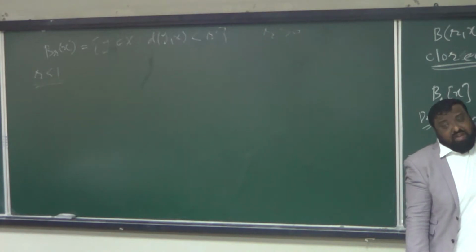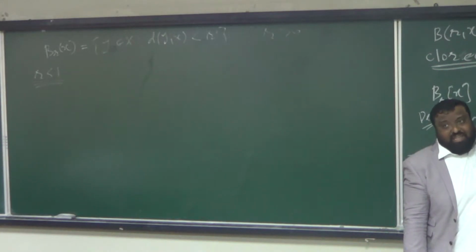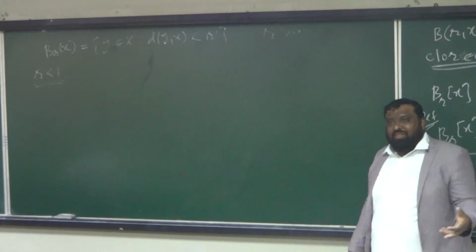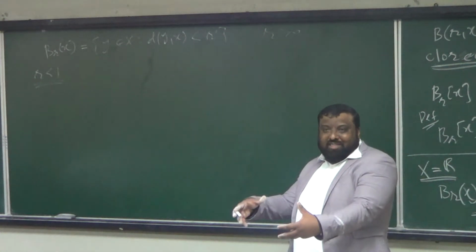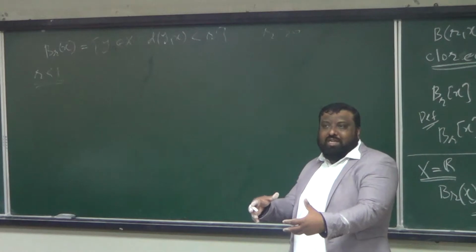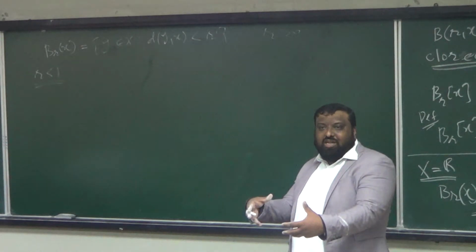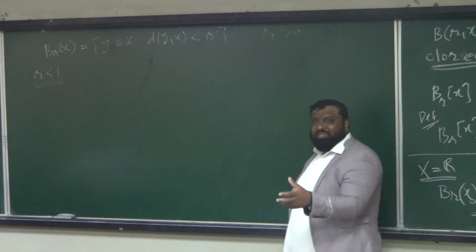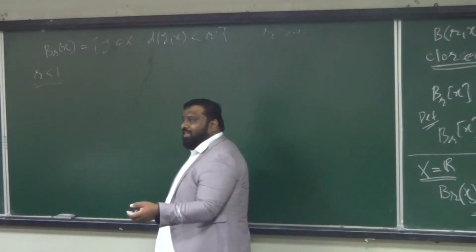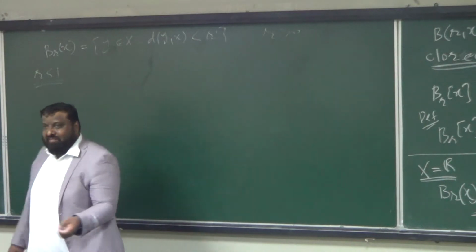But if I would like to draw a ball of radius equal to 1 or greater than 1, what's going to happen? Since all of the points are at a distance 1 from each other, it's going to contain everything actually. Is it making sense? All y not equal to x. It's going to contain everything.